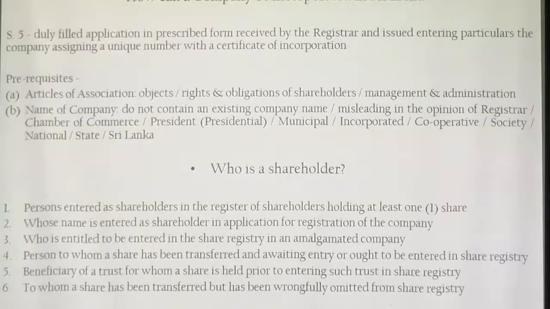Person to whom a share has been transferred and awaiting entry or ought to be entered in the share registry. Then beneficiary of a trust for whom a share is held prior to entering such trust in share registry, and to whom a share has been transferred but has been wrongfully omitted from the share registry. So all these categories of people, persons, are entitled to be shareholders of a company.